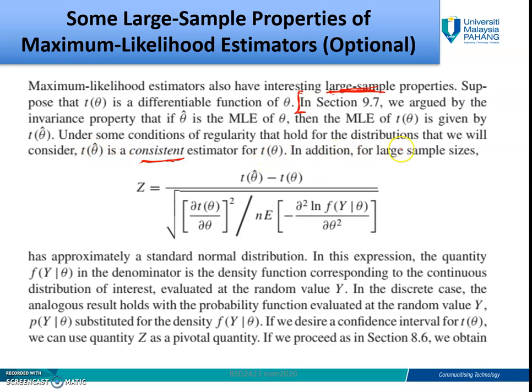So in addition, if we have a large sample size, the Z will give you like this. If you look before this, we have Z equal to what? Z equal to x bar minus mu over sigma over square root n. Or maybe we have a Y minus mu over sigma square root n, isn't it?